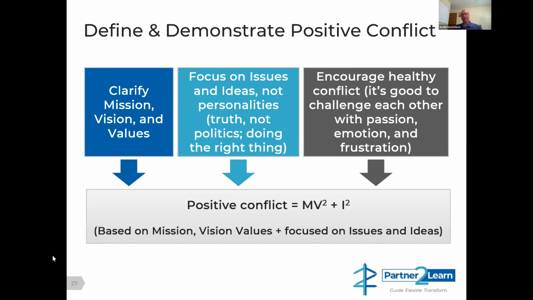So first of all, first task, define and demonstrate positive conflict. Need to clarify mission, vision, and values and make sure everyone understands them. That we're in alignment. Alignment is key here, to be aligned with mission, vision, values. Second thing, focus on issues and ideas, not personalities. So we want to have truth during a meeting, not politics, not trying to get your idea to win your way, but just to state the truth, state the facts, and then go with what is going to be best. And encourage the healthy conflict. So it's good to challenge each other with passion, emotion, and even frustration at times.